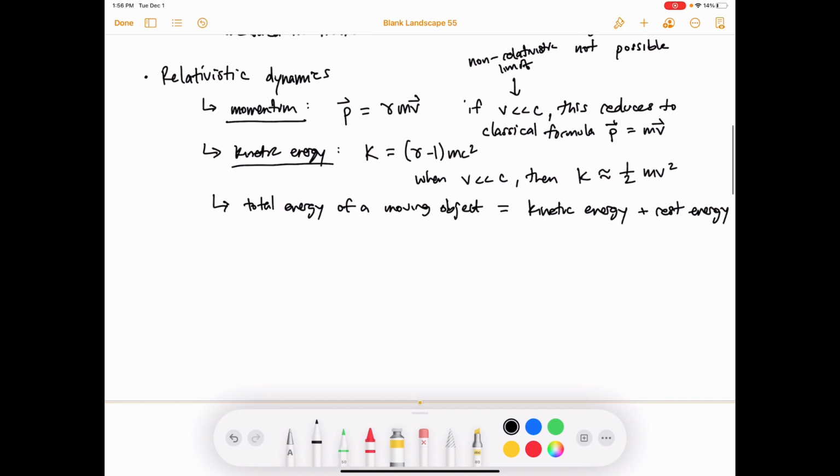So what are some of the formulas here? Well, the total energy, as we derived, is given by E, and this is equal to gamma times mc squared. Whereas the rest energy, which is what we call E naught, is just given by mc squared. And that's Einstein's famous equation. This basically says that there is an equivalence between mass and energy.